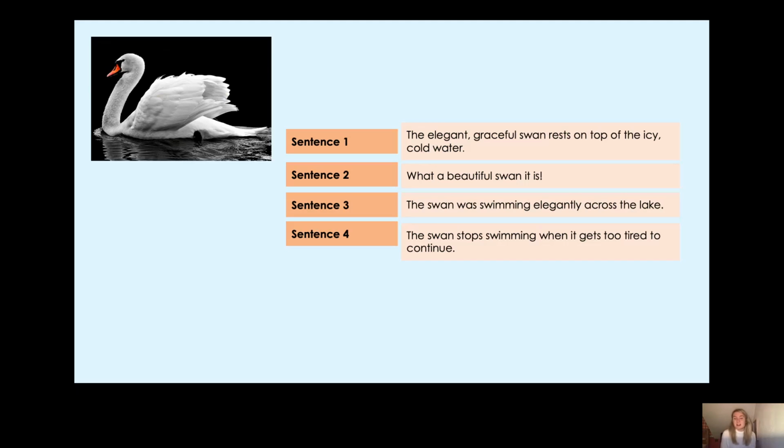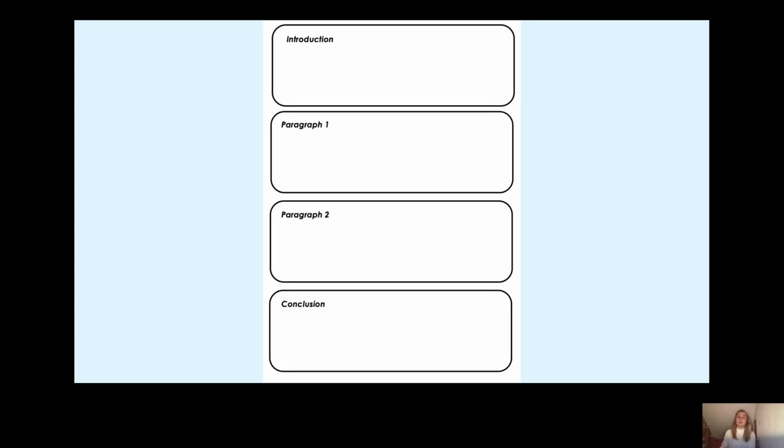Okay, so let's get started on planning our letter. So our letter is going to be written in 4 sections. We're going to have an introduction, a paragraph 1 and a paragraph 2, and then a conclusion. Now, in the introduction, we say the purpose of the letter. So why are we writing the letter?